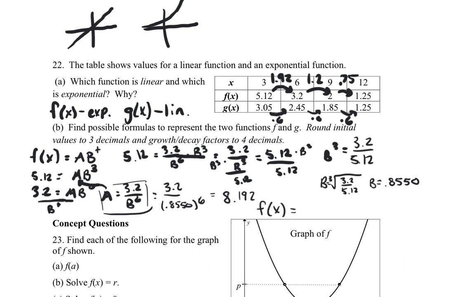So our formula for f of x is equal to 8.192 times 0.8550 to the x. We can put a box around that one.